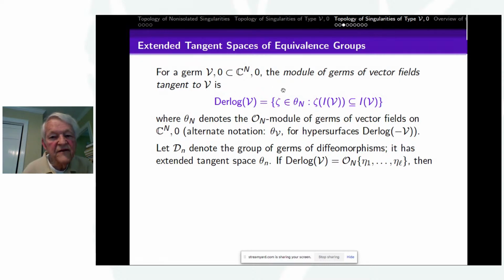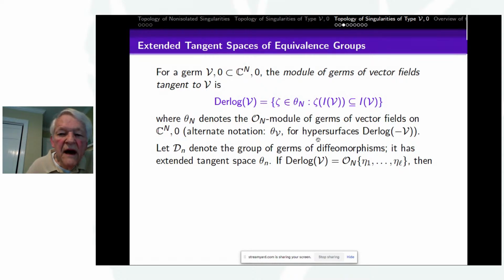consists of those germs of vector fields, theta n, which send the ideal of germs vanishing on V to that ideal. These have the property that they're going to be tangent to V, in the sense they'll be tangent to appropriate strata of V.